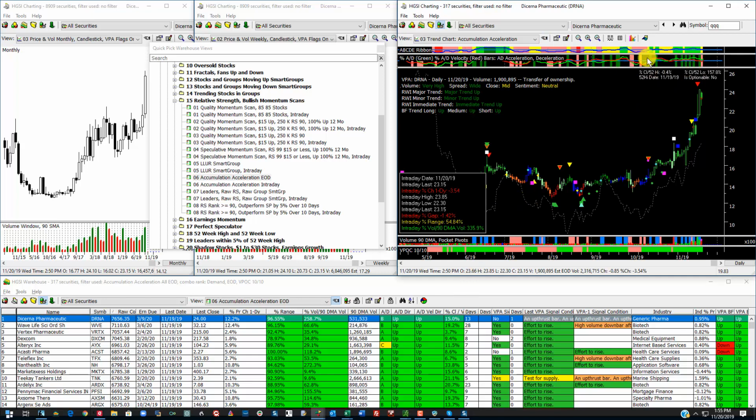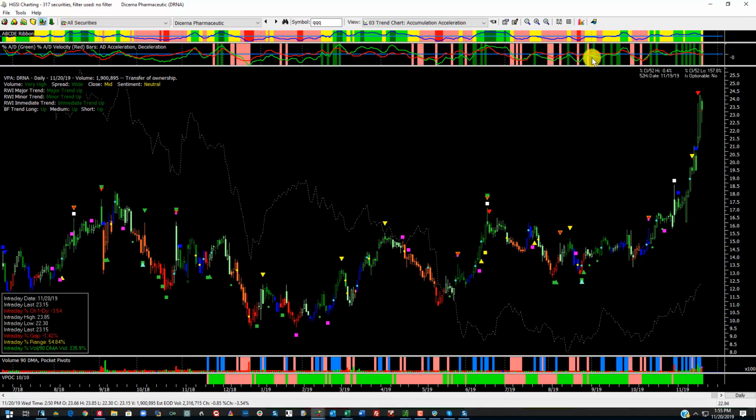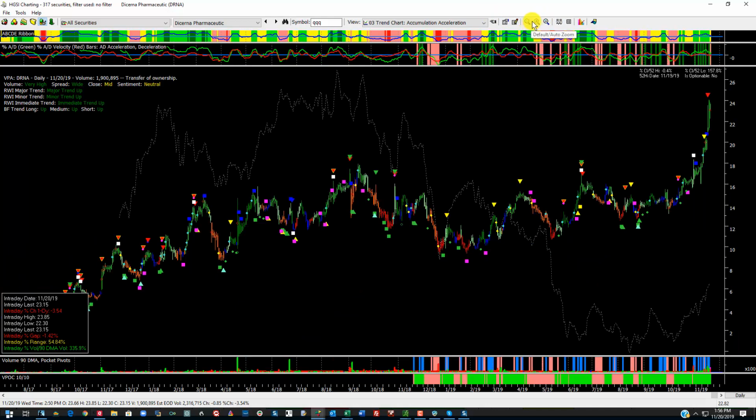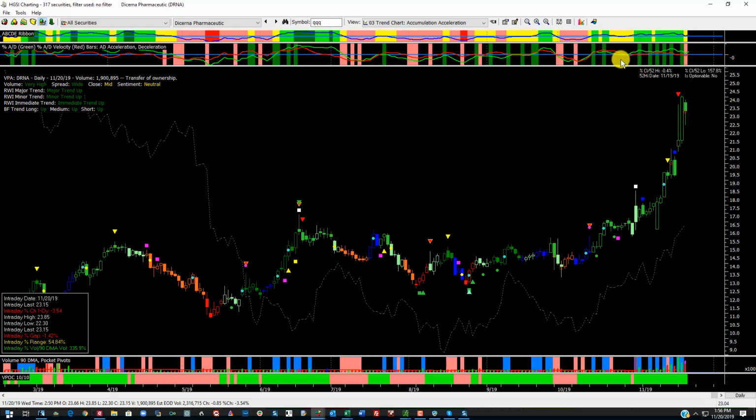Now what this chart shows is every time there is a green bar up here that this stock is increasing its acceleration to the upside with accumulation. You can see the green line, which represents the percent AD or percent accumulation, and the red line represents the velocity. Whenever it's above this blue line, that means that rapid accumulation is taking place in one of these stocks. Let me zoom in here, you can see this better. So that's how I came up with the name.